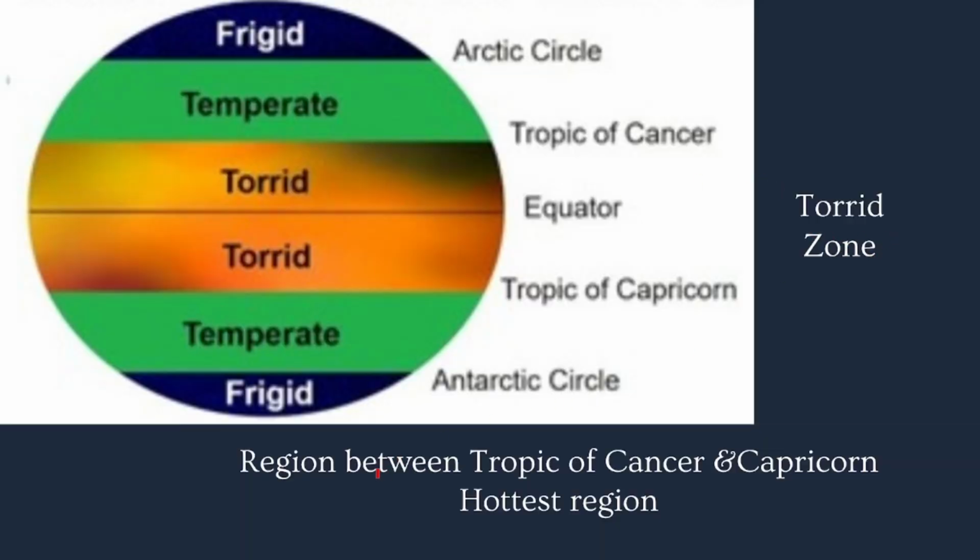Torrid zone is the hottest zone, right between your two tropics. We can find the Tropic of Cancer and Tropic of Capricorn, and in between that, we have our torrid zone. Why we call this particular zone the hottest region is because this area receives the direct sunlight of our sun. That's the reason why this region is very hot in nature. So it is between the Tropic of Cancer and Tropic of Capricorn.